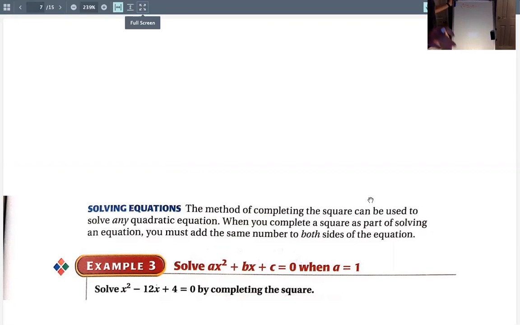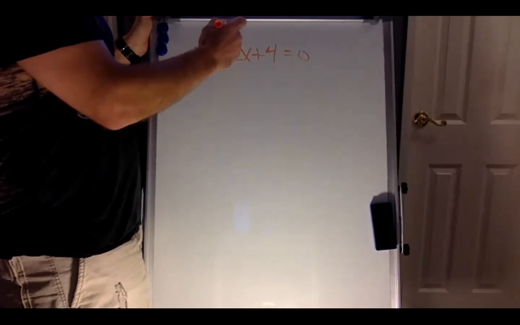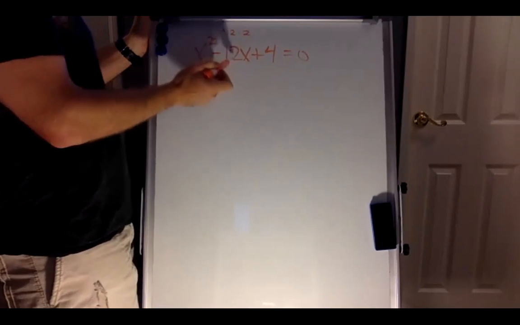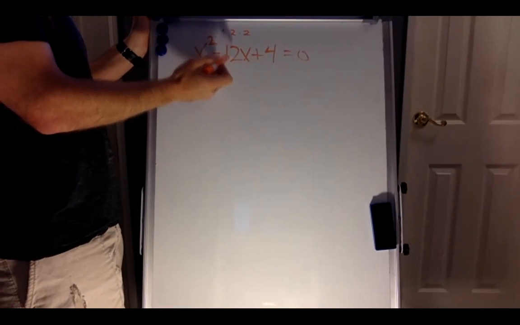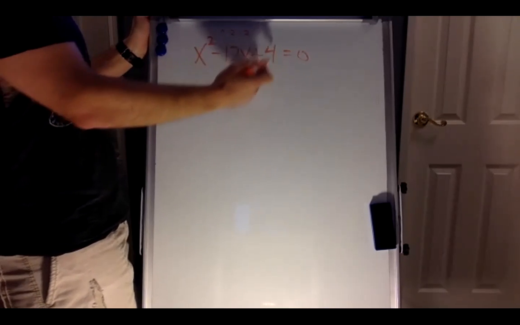Check to see if it's a perfect square trinomial first. Okay, so the square root of this is x. The square root of that is 2, and then double that, 4x. You look here, that's not 4x, it's 12. So therefore it's not a perfect square trinomial.